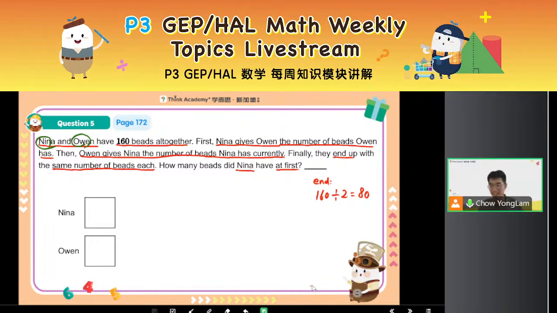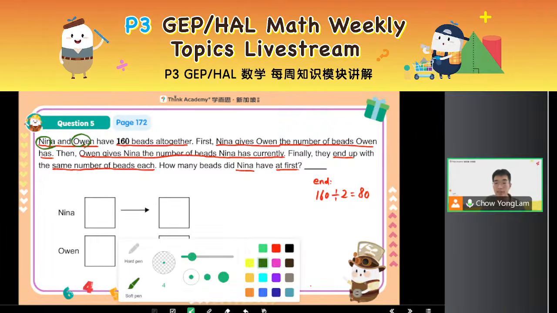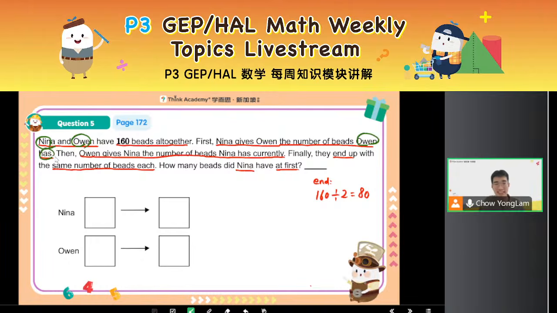It's okay. All right, so now let's track what happens. First, Nina and Owen. What happened? Nina gives Owen the number of beats Owen has. Okay, so let's have a quick check. What does that mean? Imagine Owen has 10. Nina will have to give Owen however much Owen has, so Nina will have to give 10. That means Owen at the end will have 10 plus 10. Now let me change a bit. If Owen has 30 at first, then Nina will need to give Owen whatever he has, which is 30. Then Owen at the end will have 30 plus 30 beats.